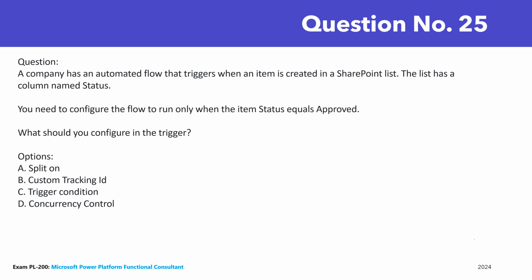Question: a company has an automated flow that triggers when an item is created in a SharePoint list. The list has a column named status. You need to configure the flow to run only when the item status equals approved. What should you configure in the trigger? Options: A. Split on. B. Custom tracking ID. C. Trigger condition. D. Concurrency control.